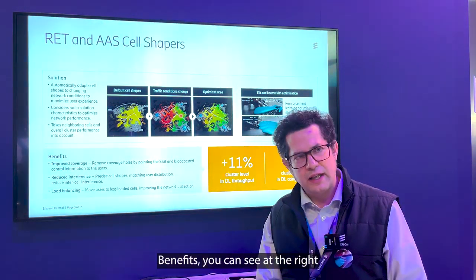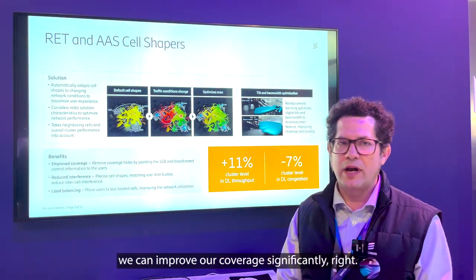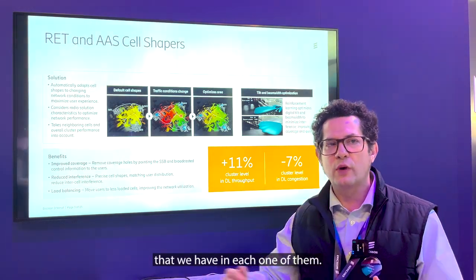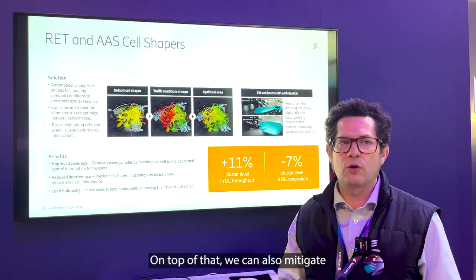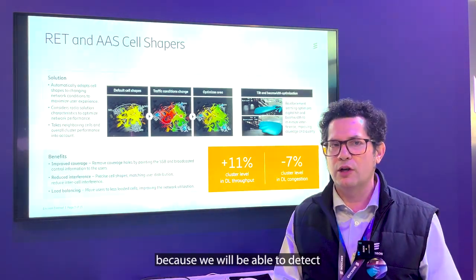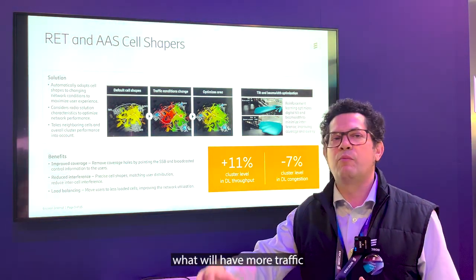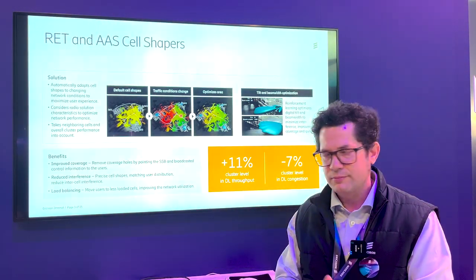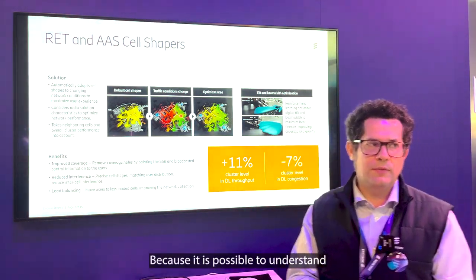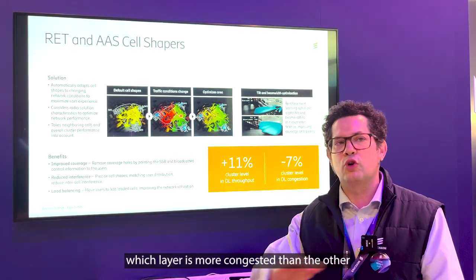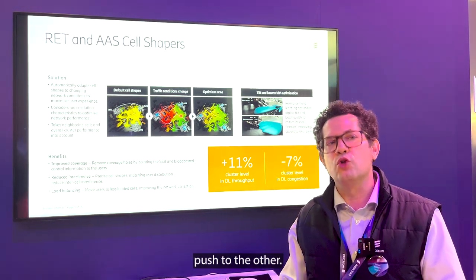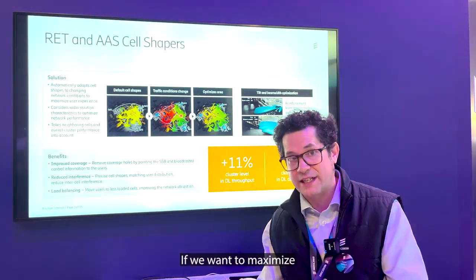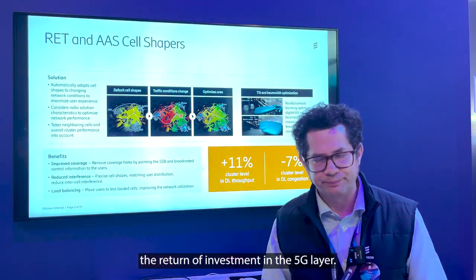Benefits, you can see at the right, we can improve our coverage significantly, right? By knowing which is the coverage and the capacity layer and playing with the coverage that we have in each one of them. On top of that, we can also mitigate the interference in a great way because we'll be able to detect where we will have more traffic and when we can offload traffic in both intra-frequency or inter-frequency domains. And then, of course, load balancing, right? Because it's possible to understand which layer is more congested than the other and make an intelligent push to the other. An example of this could be moving traffic from the 4G layer to the 5G if we want to maximize the return on investment in the 5G layer.